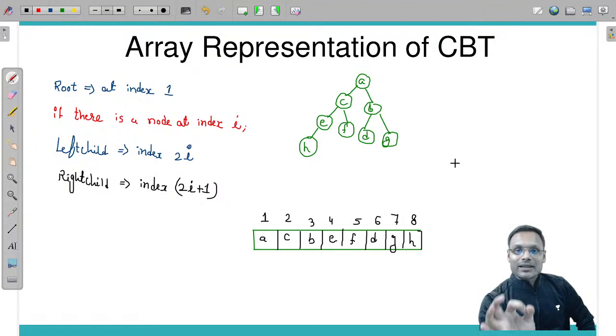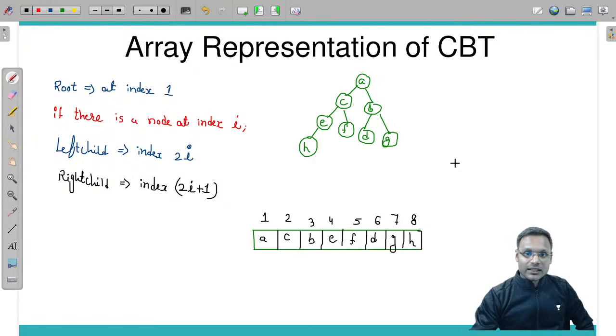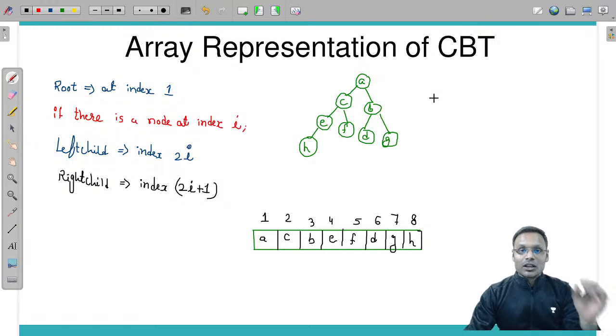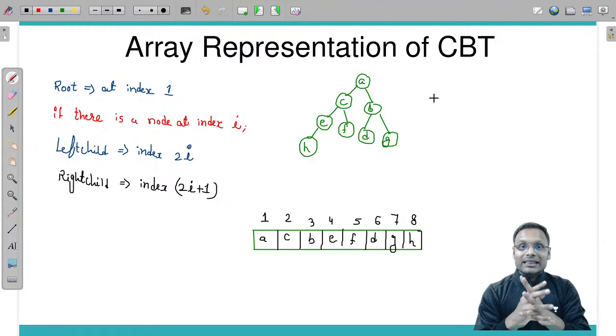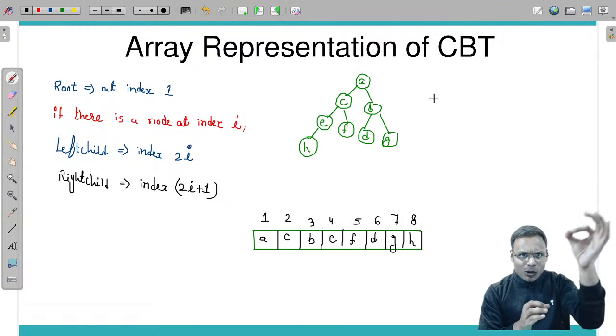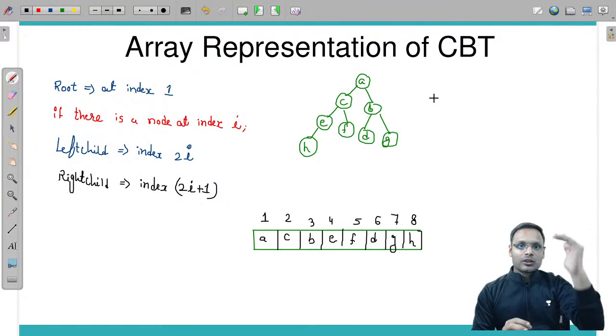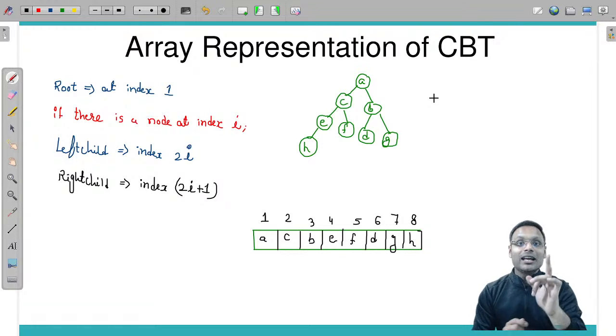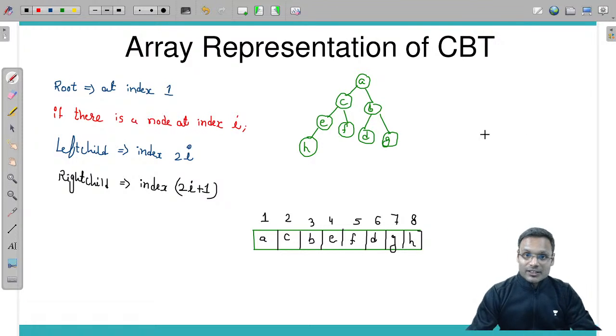You can represent a complete binary tree in an array like this, and it is very simple. You just store the elements in the array in this sequence, from top to bottom, left to right, level-wise. So it's like this way. You are storing A first, then C, B on the next two indexes, then E, F, D, G, and then H.